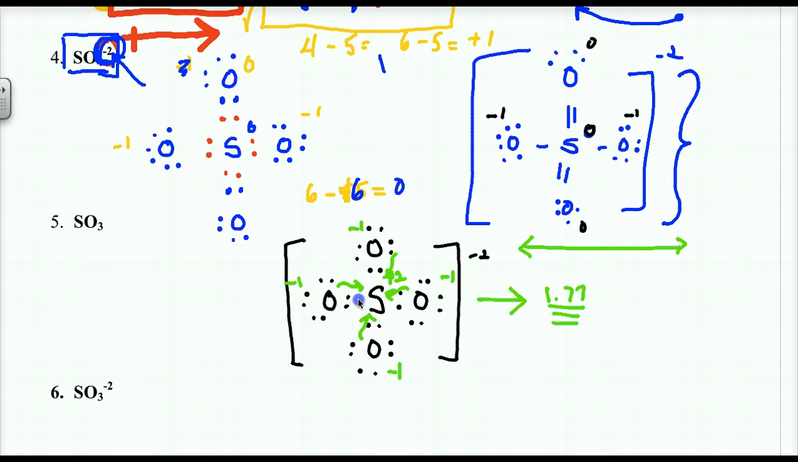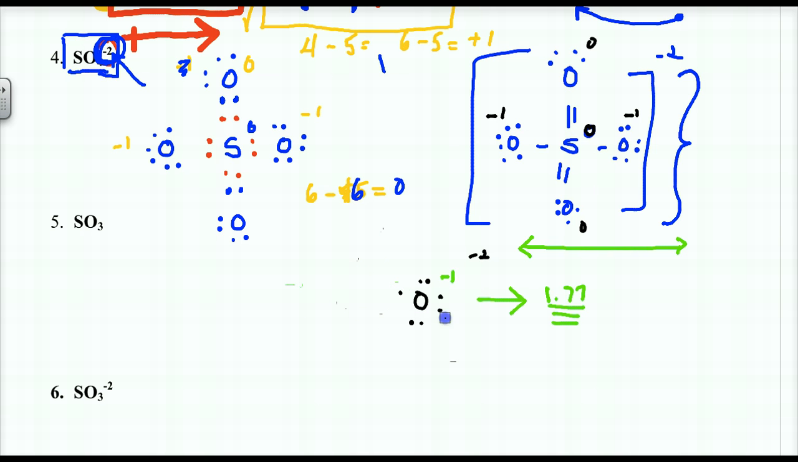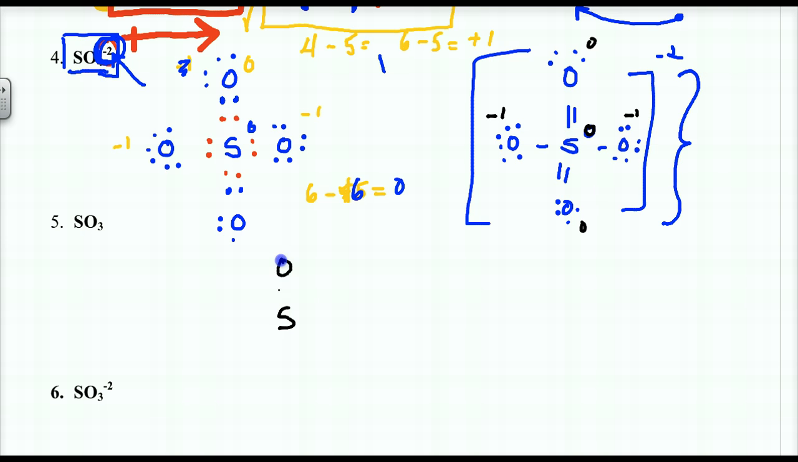Okay, so let's go to SO3 and let's build the best structure possible with what we do know, okay? And we're loaded with formal charge information. So here we go. My S goes in the middle. I have my 3 O's. And I'll put up my valence electrons. 1, 2, 3, 4, 5, 6. Each oxygen has 1, 2, 3, 4, 5, 6. All right.